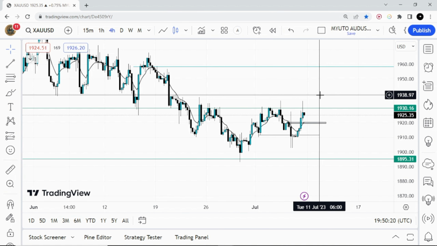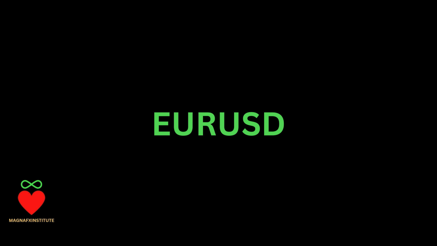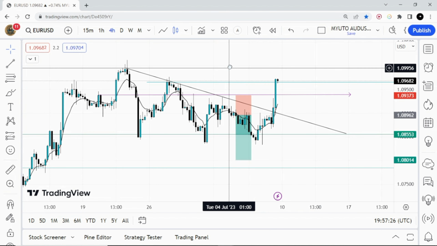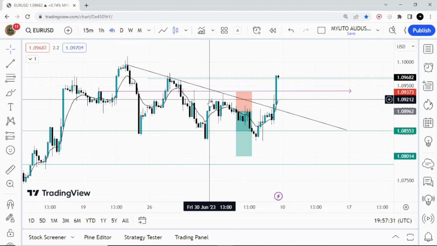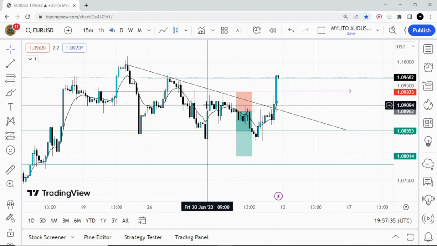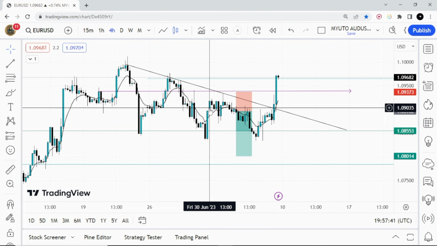Okay, that's it for gold. We then head over to Euro USD. For Euro USD, in the previous analysis video, I was expecting price to find resistance at 1.0900. So around this level here, 1.0900. We eventually did find resistance, not exactly at 1.0900, but somewhere around the level.